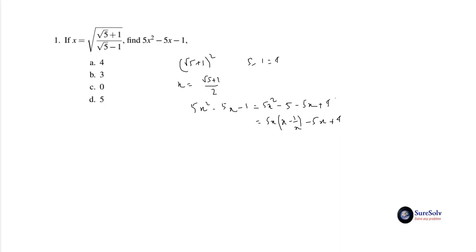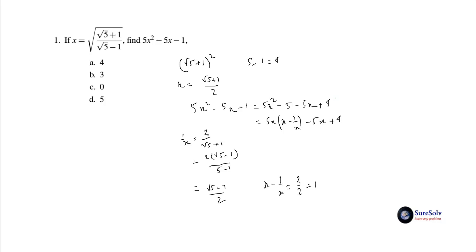Now it's time to evaluate 1 by x. 1 by x equal to 2 by root 5 plus 1. Rationalize this: 2 times root 5 minus 1 divided by 5 minus 1 equal to root 5 minus 1 by 2. So when we subtract 1 by x from x, we get x minus 1 by x equal to just 2 by 2 equal to 1.